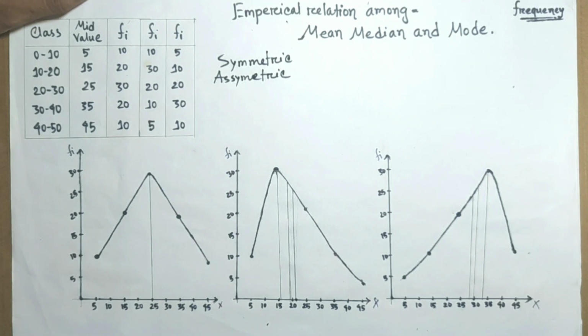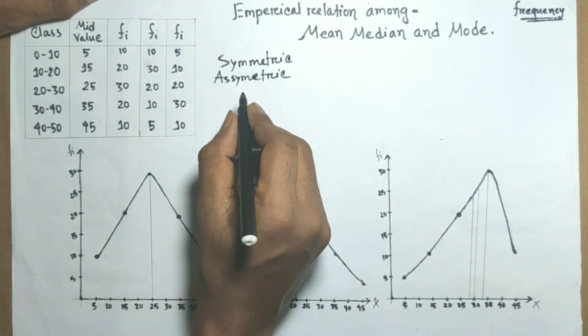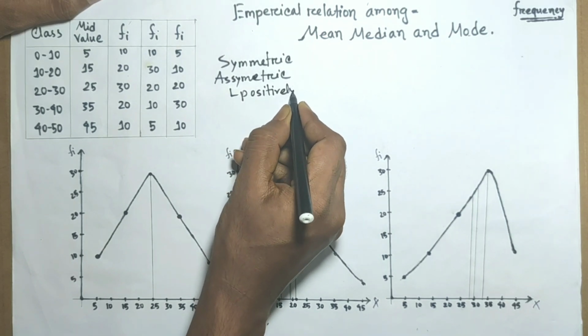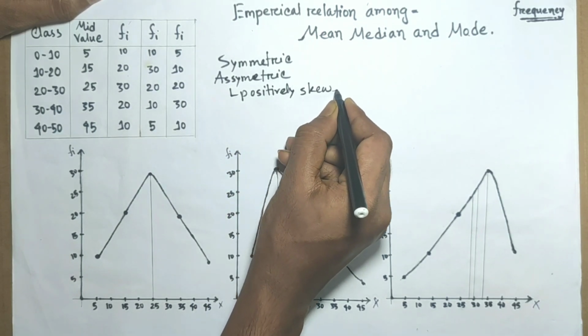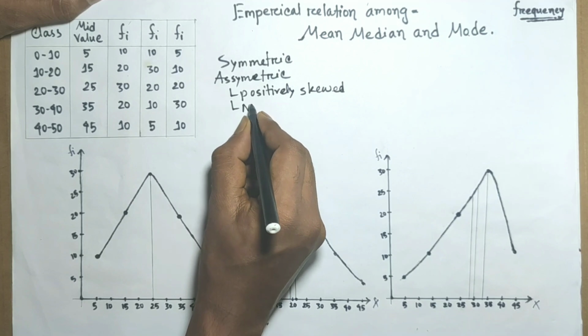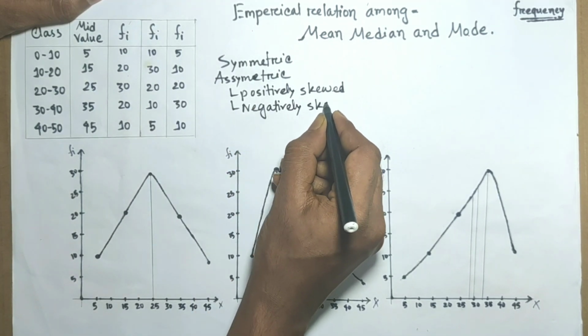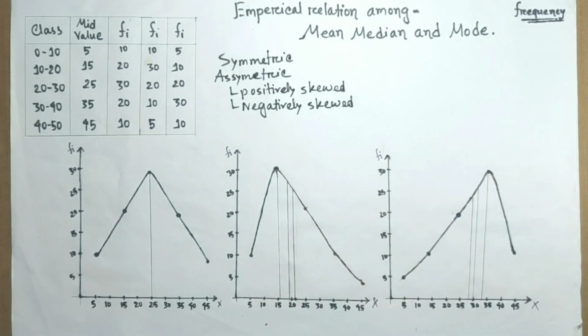And asymmetric relations are also known as skewed relations, and they are of two types, that is positively skewed and negatively skewed. In this video we're going to talk about the symmetric and asymmetric relation of the central tendencies, that's the mean, median and mode of data.